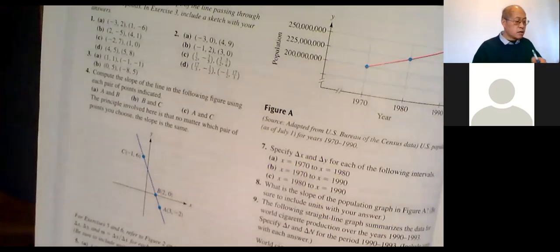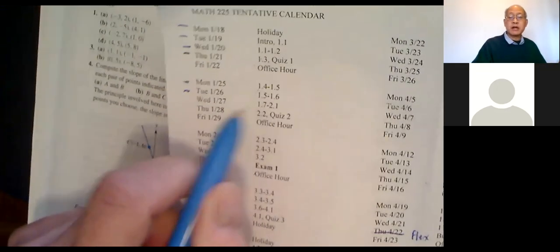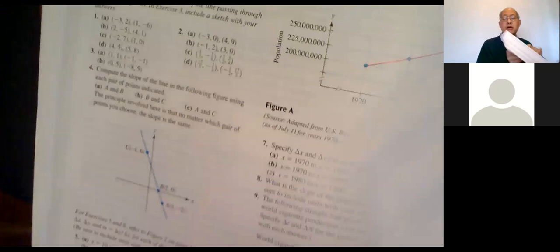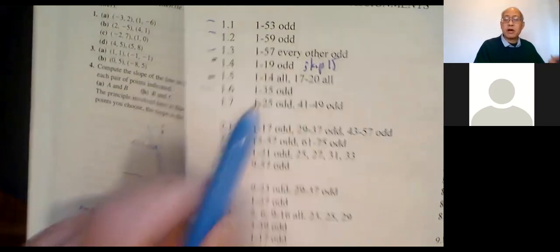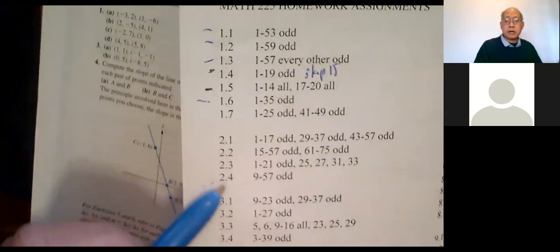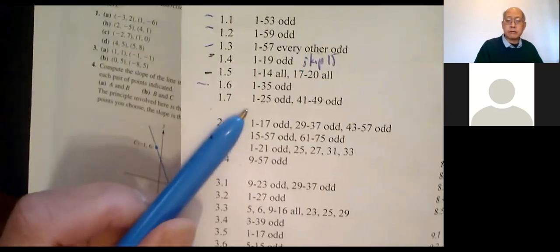All right, so we'll go ahead and get started. So we're doing 1.6, and I'm a little bit ahead. I wasn't supposed to start 1.6 until tomorrow, so that's okay. The assignment is 1 to 35 odd. As usual, I'll show you how to do some problems, and then you can do the surrounding problems that are there.